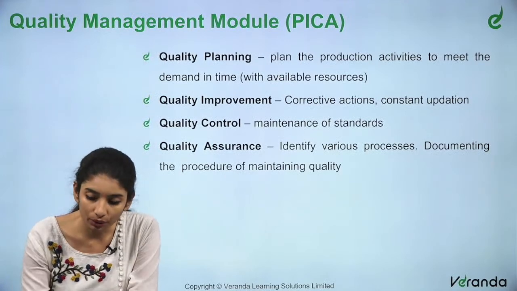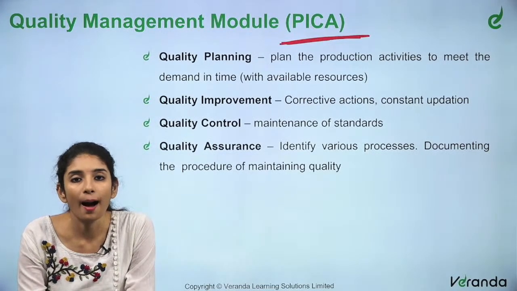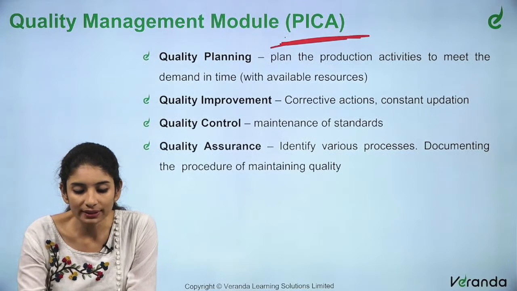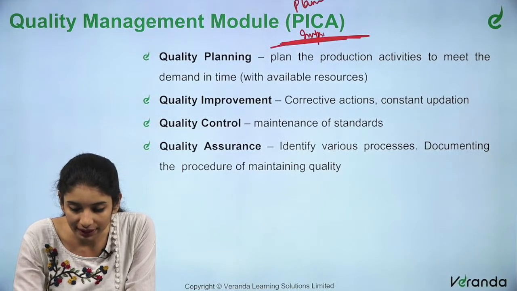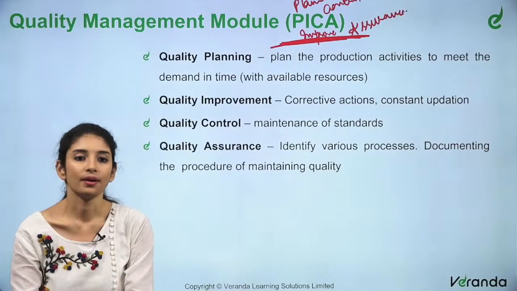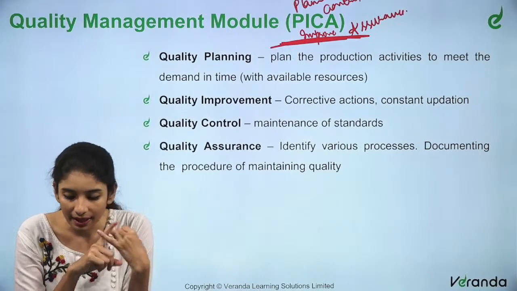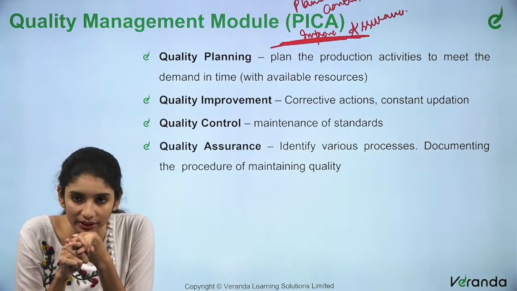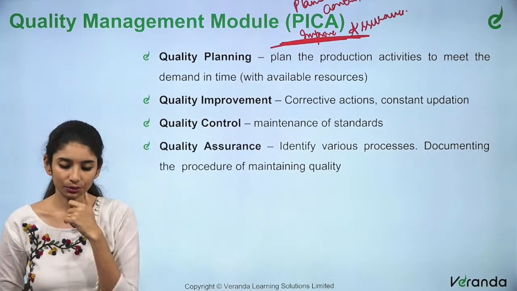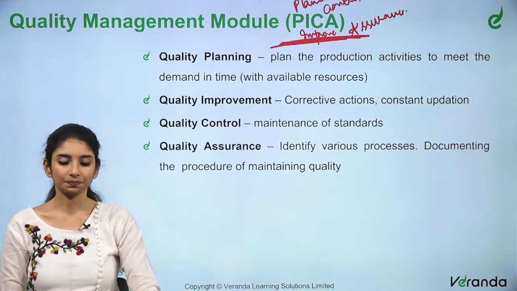Quality management module. The code word for this is Pikachu. Okay, quality management module. Now, P stands for planning, I stands for improvement, quality improvement, C for quality control, and A for quality assurance. P for planning, I for improvement, quality control and quality assurance.